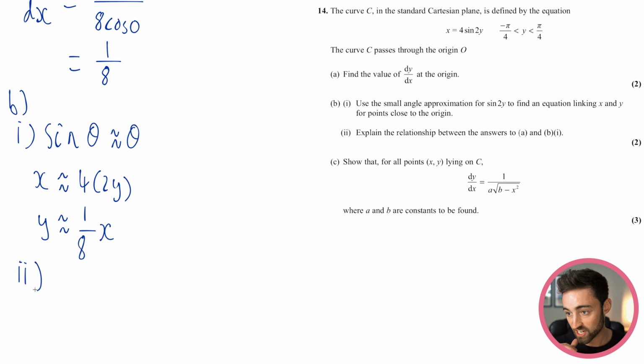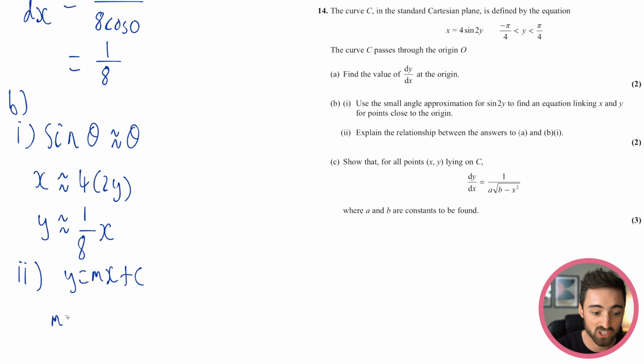Explain the relationship between the answers to A and B. Okay, so near the origin, y is approximately equal to x over 8. This is just a straight line, isn't it? y equals mx plus c, right? And in this case, m is just going to equal an 8th. The gradient of this line is going to equal about an 8th.